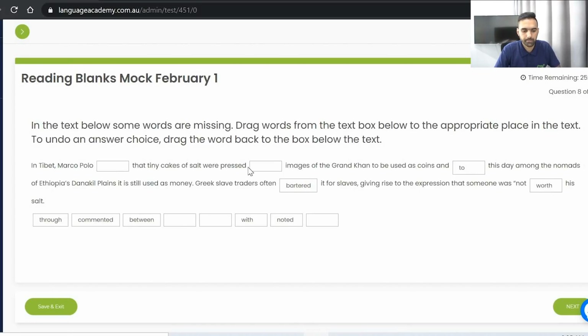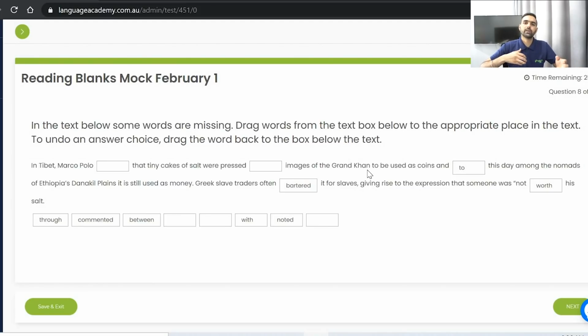Now we are still left with two. In Tibet, Marco Polo dash the tiny cakes of salt were pressed. "Were," they're talking about the past, right? So we are likely to use a word which is in the past form. Which words do you have in the past form? Through, commented, you can say, or you can say noted. Commented, you always use whenever there's a verbal conversation going on, right? But what we have over here is: In Tibet, Marco Polo dash the tiny cakes of salt were pressed dash images of the Grand Khan. So we have got commented or noted.